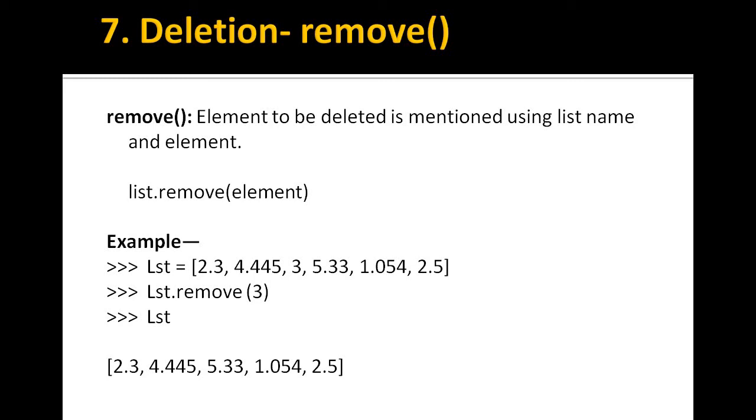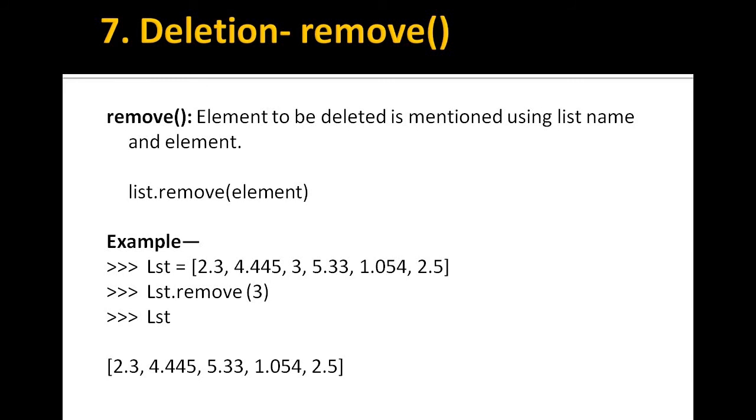For example, you want to delete a character A from a list, then you can give character A. You want to delete a value 3 from a list, you can give value 3. So with this function, you just pass the element you want to delete.